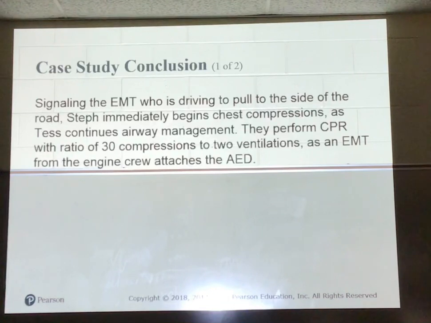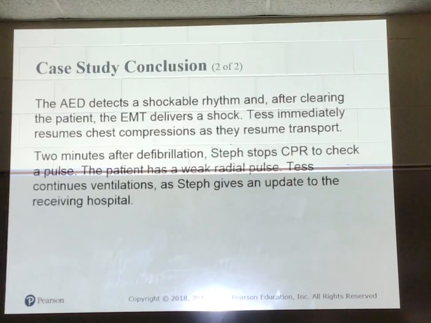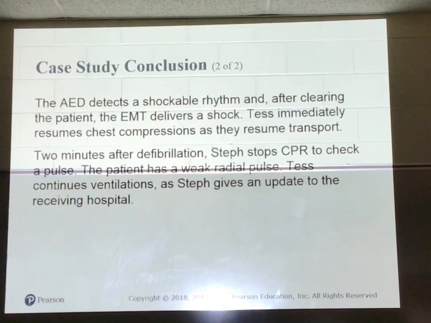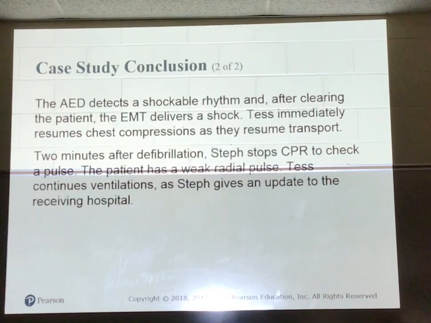Signal the EMT who is driving to pull to the side of the road. Stephen begins chest compressions. His partner continues airway management. They perform CPR with a ratio of 30 compressions to 2 ventilations. An EMT from the engine attaches the AED. The AED detects a shockable rhythm, and after clearing the patient, the EMT delivers a shock. They immediately resume chest compressions, and they resume transport. Two minutes after defibrillation, Steph stops CPR to check a pulse. The patient has a weak radial pulse. Ventilation continues, and Steph gives an update to the receiving hospital.